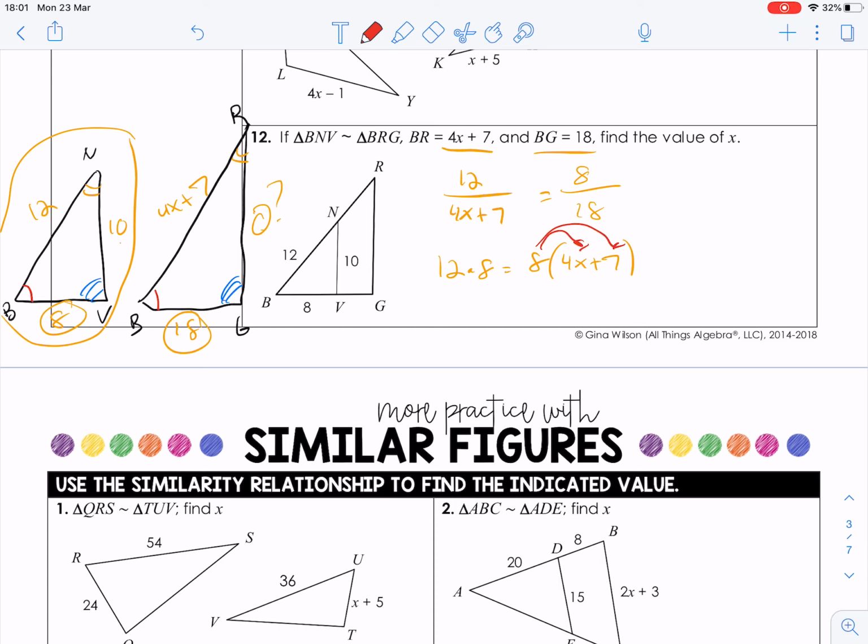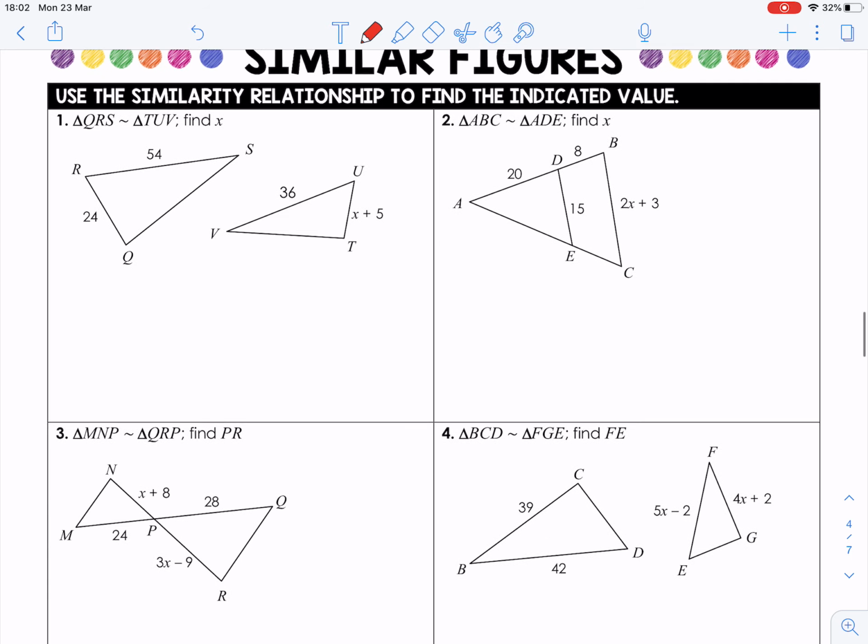All right, so 12 times 18 is, I think, 216. 216. And then we get 32x plus 56. 216 minus 56 is 160. And then x equals 5. There we go. Not too bad. Again, splitting the triangles apart makes this a lot easier at times.